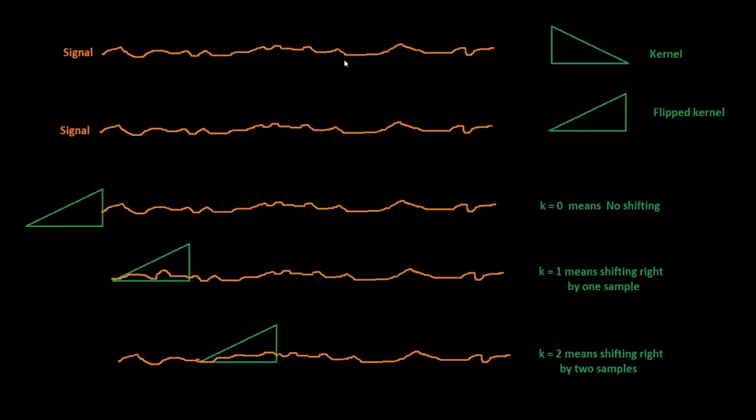In summary, convolution involves 2 signals, x1 of n and x2 of n. We flip x2 of n, shift it gradually over x1 of n, and at each shift, we multiply the overlapping samples and add them to compute the convolution result.